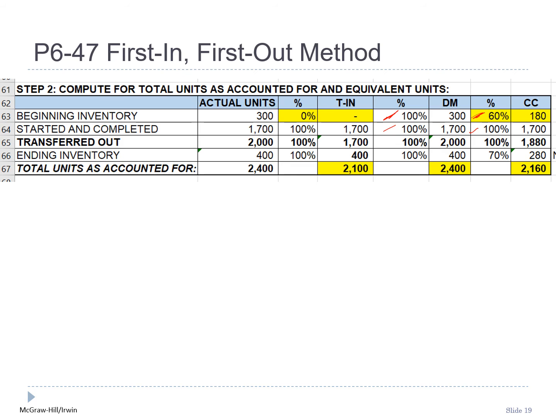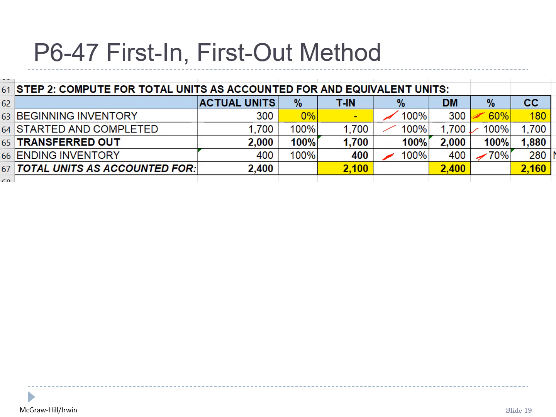Ayan. Ngayon, yung ending inventory, nakadepende dun sa percentage of completion. So, sabi, ang conversion cost mo daw is 70% complete. Ito yan. So, syempre, umabot na ng 50%. Kaya 100% na yung direct materials ng ending inventory. Kaya 100% yan. So, multiply lang yung actual units na 300 times 100%. That's 300. 300 times 60%, that's 180. And the rest, ganun lang din yung gagawin.